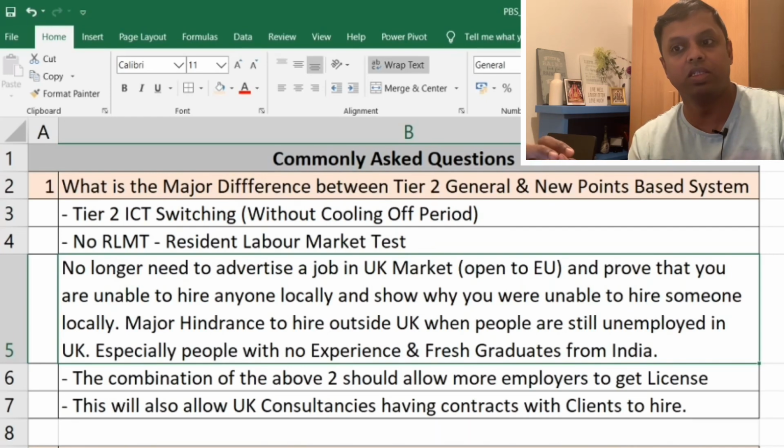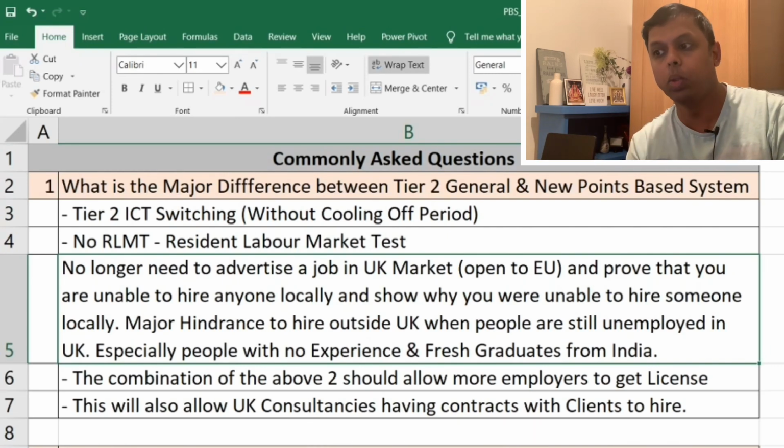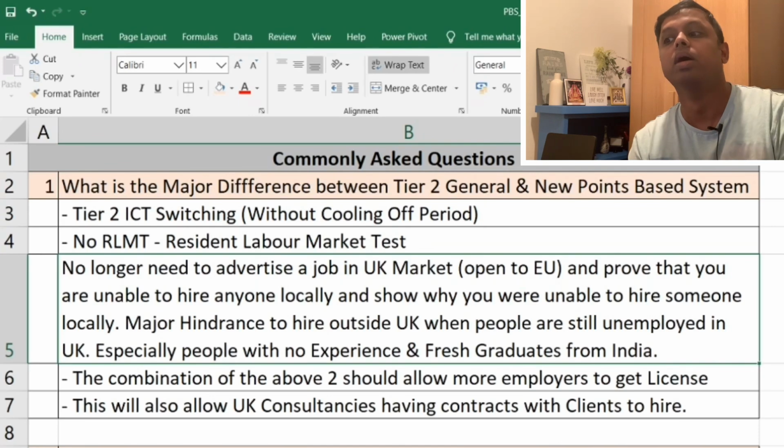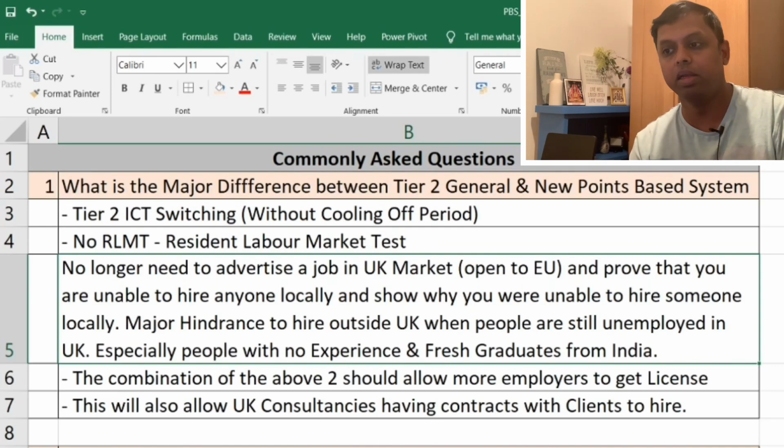The key difference is that there is no labor market test. There is no resident labor market test, which is RLMT, which is basically a test to make sure that the employer was not able to employ somebody in the UK market, which is also open to the EU, and prove that they were not able to hire anyone locally. So they have to advertise the job locally in all the job sites. They will have to interview people and demonstrate that they were not able to hire anyone locally before they are able to go ahead and give a Tier 2 job to somebody else.